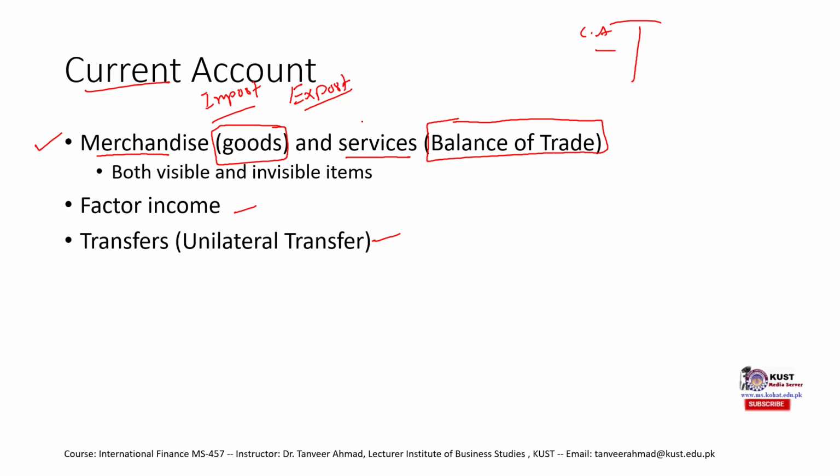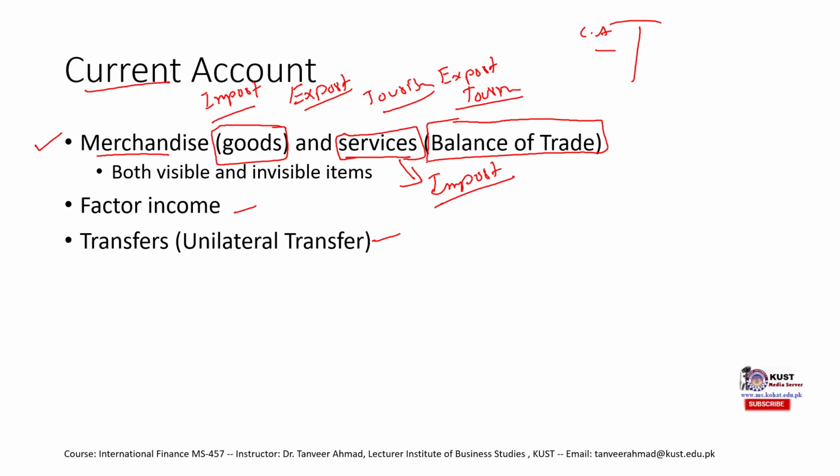So, for example, there is a service of tourism, right? If a foreigner visits Pakistani tourist places, then we are essentially exporting our tourism. It's a service. And if a Pakistani national visits some other country for tourism purposes, then we are importing tourism. But it's not a good, it's a service.